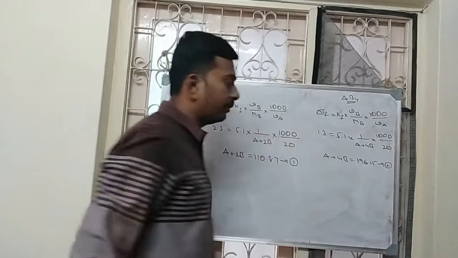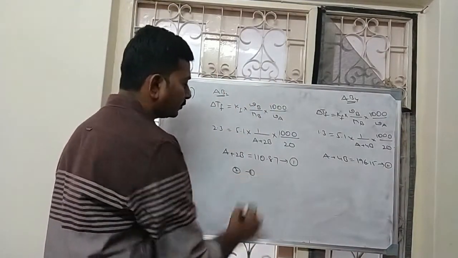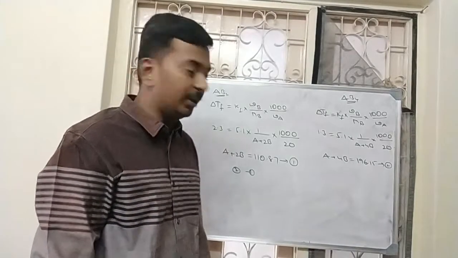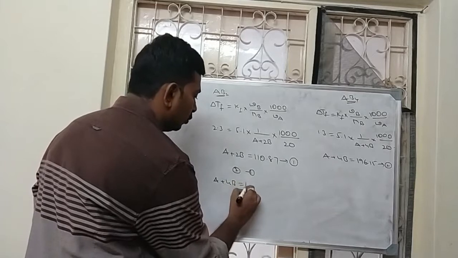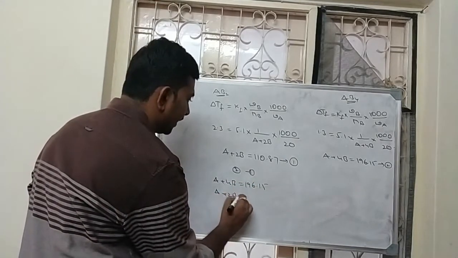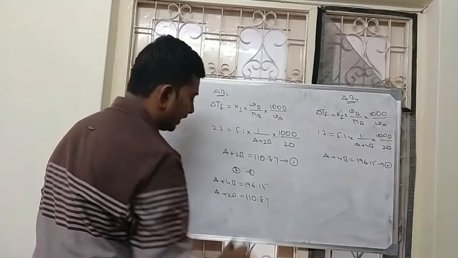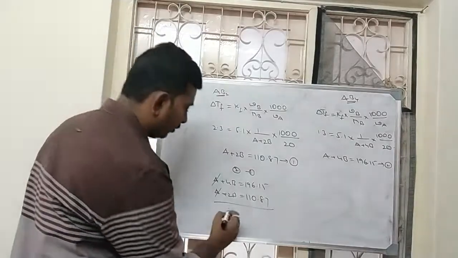Let this be equation number 2. So if I do 2 minus 1, I can get the values of A and B. That is, A plus 4B is equal to 196.15, and A plus 2B is equal to 110.87. So if I subtract these two, A gets cancelled out.